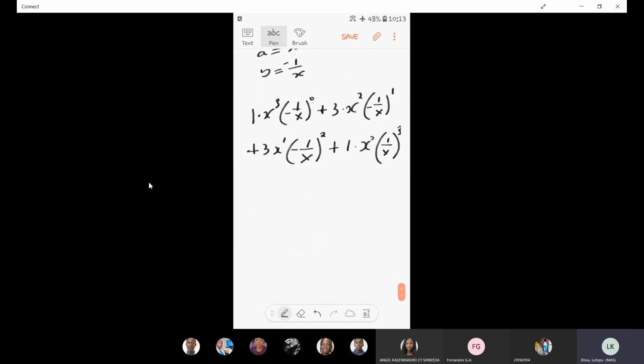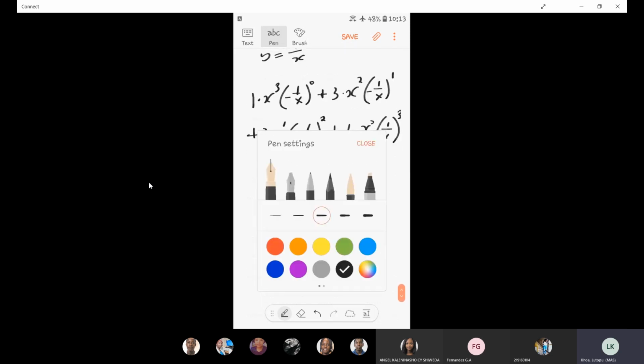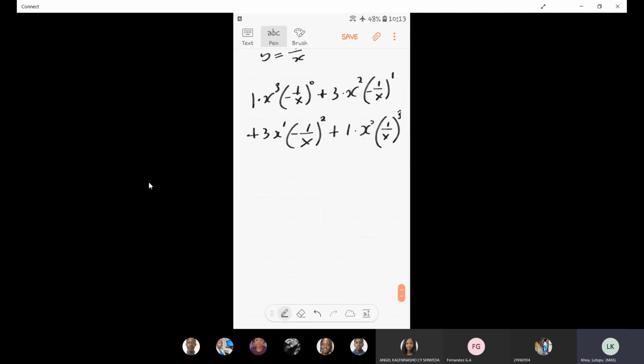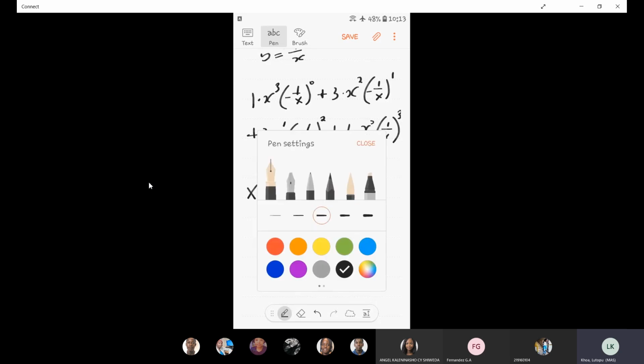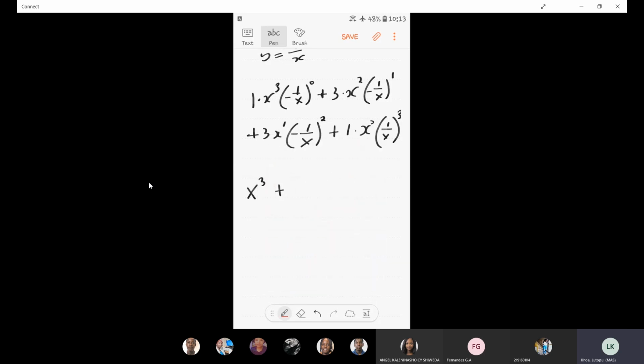Okay, then I simplify as far as possible. So for the first one, I will just have x to the power of 3 because this one over here is raised to the power of 0, so that's just equal to 1. And then for the second one, I will have 3 times x squared times minus 1 over x. Now you'll notice that the 1 over x and the x squared, some cancellation will take place.